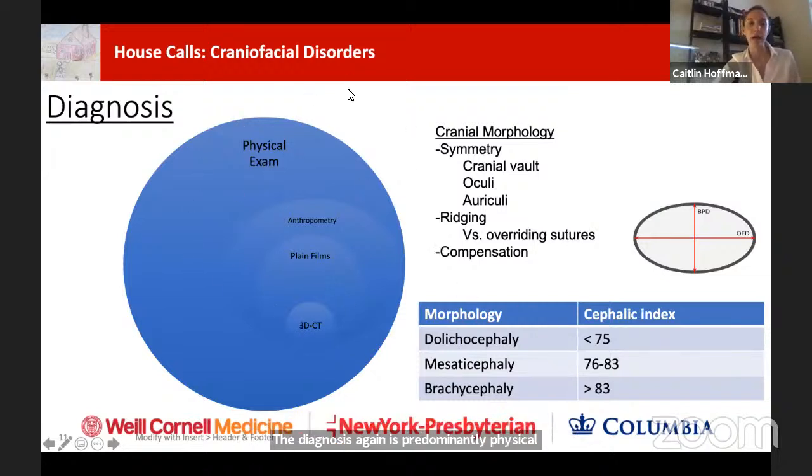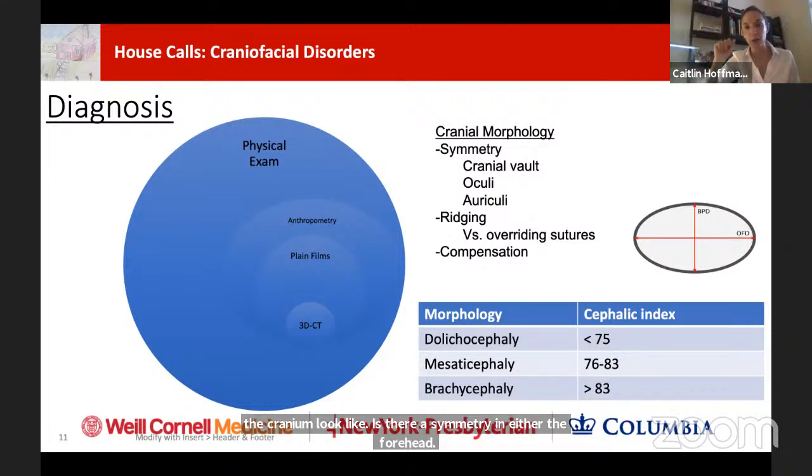So this is a diagram of the way in which we approach diagnosis, physical exam representing the majority of this approach. What we're looking for in our physical exam, first, you look at the overall cranial morphology. What does the head look like? You look at symmetry or asymmetry. What does the vault of the cranium look like? Is there asymmetry in either the forehead, the back of the head, as we just went through?